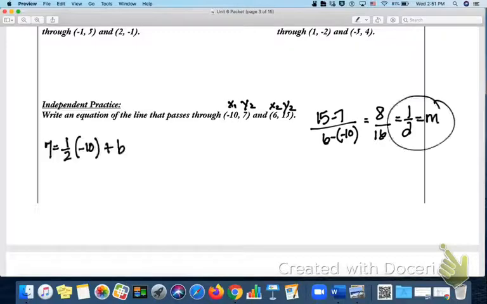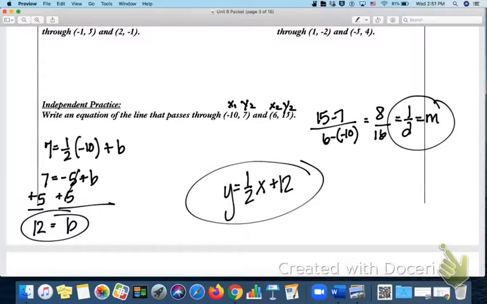Again, I'm going to choose the first ordered pair. So I'm going to take -10 and plug it in for x, and 7 and plug it in for y. When I do so, I get 7 equals 1/2 times -10 plus b. Half of -10, if I simplify that, I get 7 equals -5 plus b. I'm going to add 5 to both sides, so b equals 12. Now I need to rewrite that in slope-intercept form. Remember, slope-intercept form is y equals mx plus b. Y equals 1/2 x plus 12.